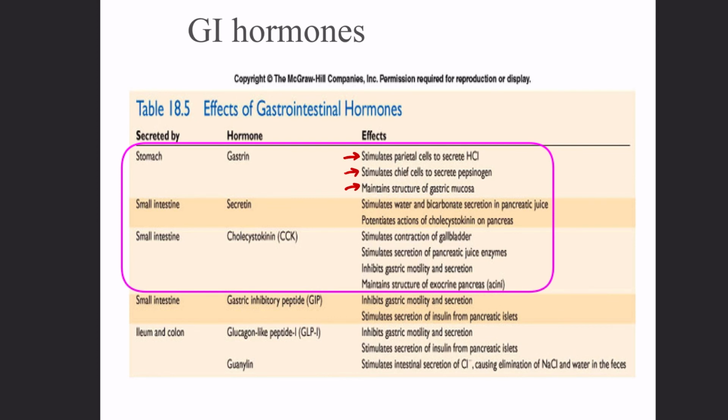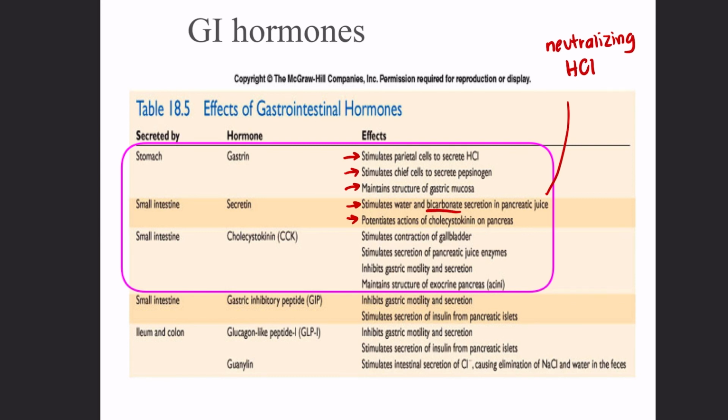The small intestine can secrete a hormone called secretin, which is going to stimulate water secretion or bicarbonate secretion in pancreatic juice. And we didn't talk about this, but the pancreas also releases bicarbonate, and that is going to allow for neutralizing our HCl. And then it is going to impact the actions of CCK on the pancreas.